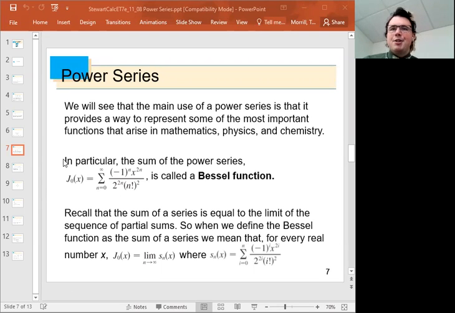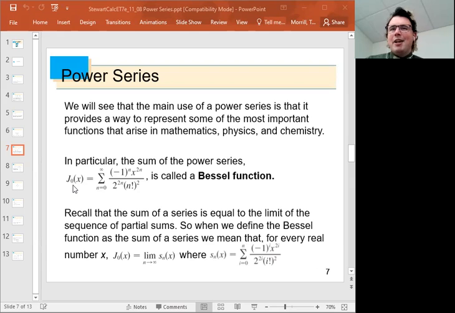So here is one example of such a function. The full name of this function is a Bessel function. It's named after a person who worked with these things. The short name for function notation is just J sub 0 of x. There's a whole family of these things. Don't worry about them for right now.